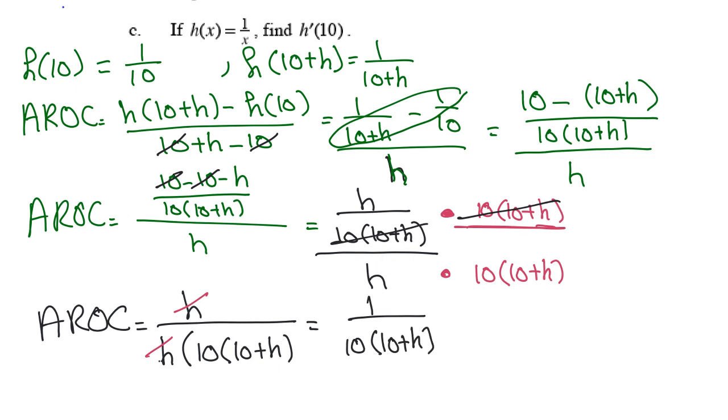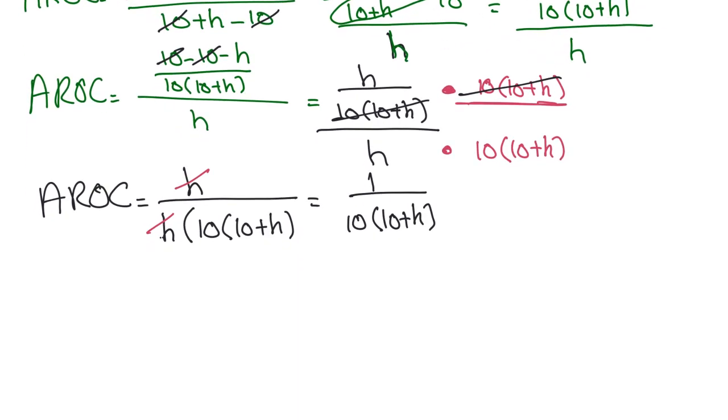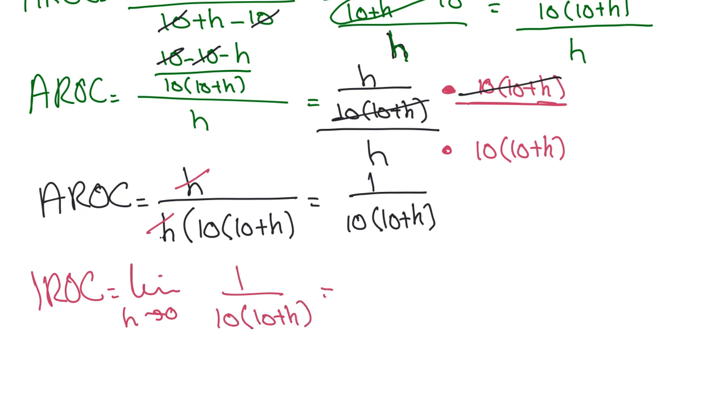Now I believe I'm ready to do my IROC. And your IROC is equal to the limit as h is approaching 0 of 1 over 10 times 10 plus h. Substituting the h by a 0, it will be 10 times 10, which is 1 over 100. And ta-da, we completed that question.